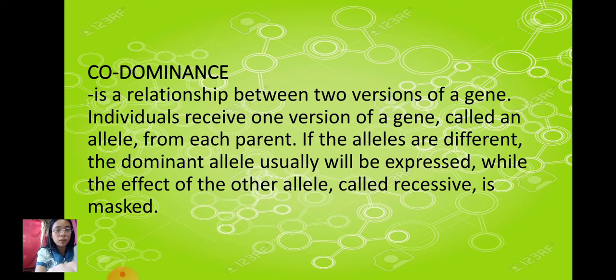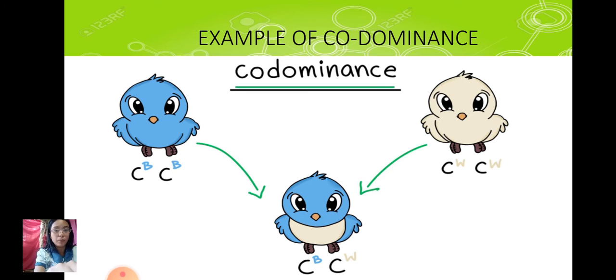Codominance is a relationship between two versions of a gene. Individuals receive one version of a gene, called an allele, from each parent. If the alleles are different, the dominant allele usually will be expressed, while the effect of the other allele, called recessive, is masked. Take a look at this picture. We have a homozygous blue bird and a homozygous white bird. The offspring is heterozygous but has both blue and white feathers. Neither allele is truly dominant, and the result is an entirely different phenotype.